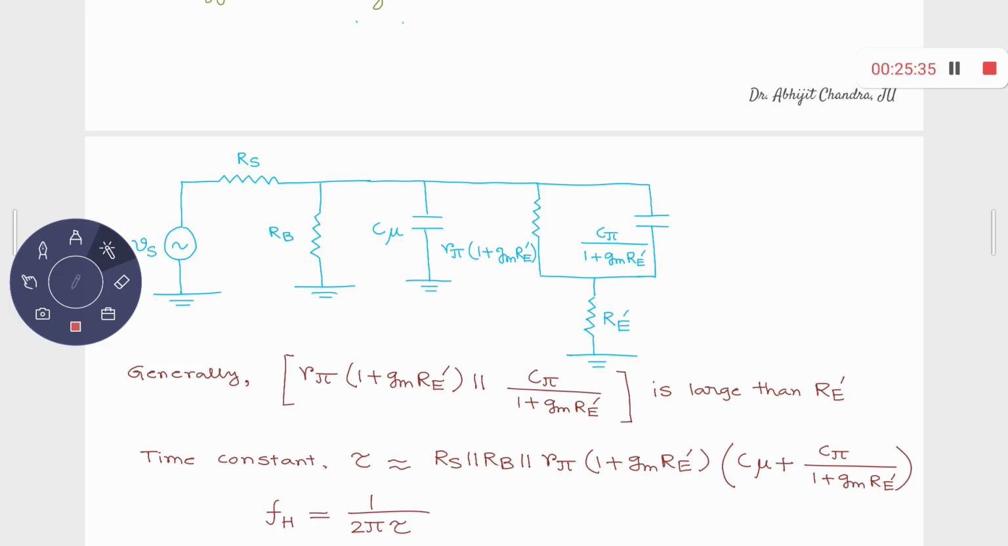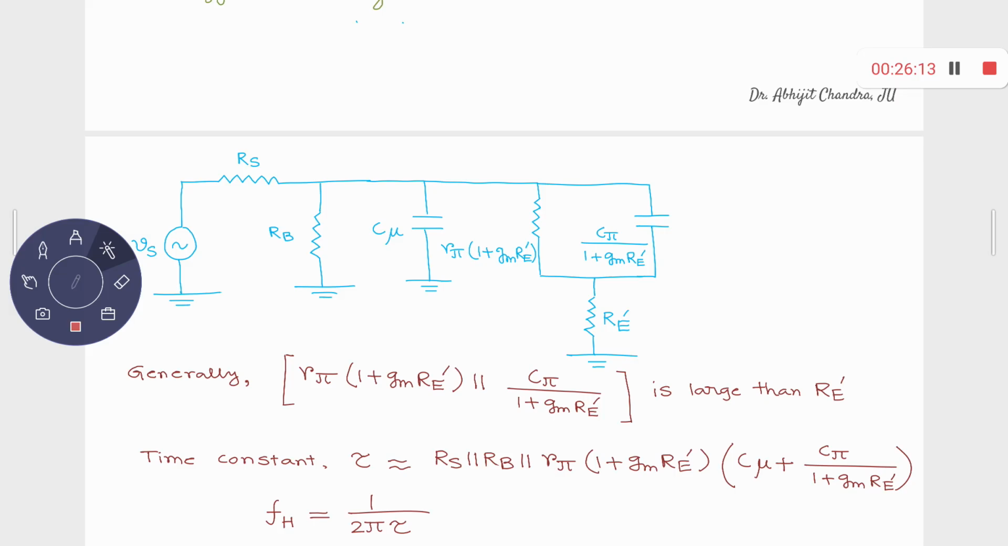Because here, if you just observe, RE prime is what? R not parallel RE. RE prime is R not parallel RE. It is essentially governed by RE, right? And here you have this R pi getting multiplied with some GM RE. So obviously this one is larger as compared to this RE prime, right? So this entire thing is coming in series with this RE prime, which is typically small as compared to this entire thing, right? So therefore, I can consider this is negligible with respect to this particular parallel combination. That will make our analysis even simpler, right?